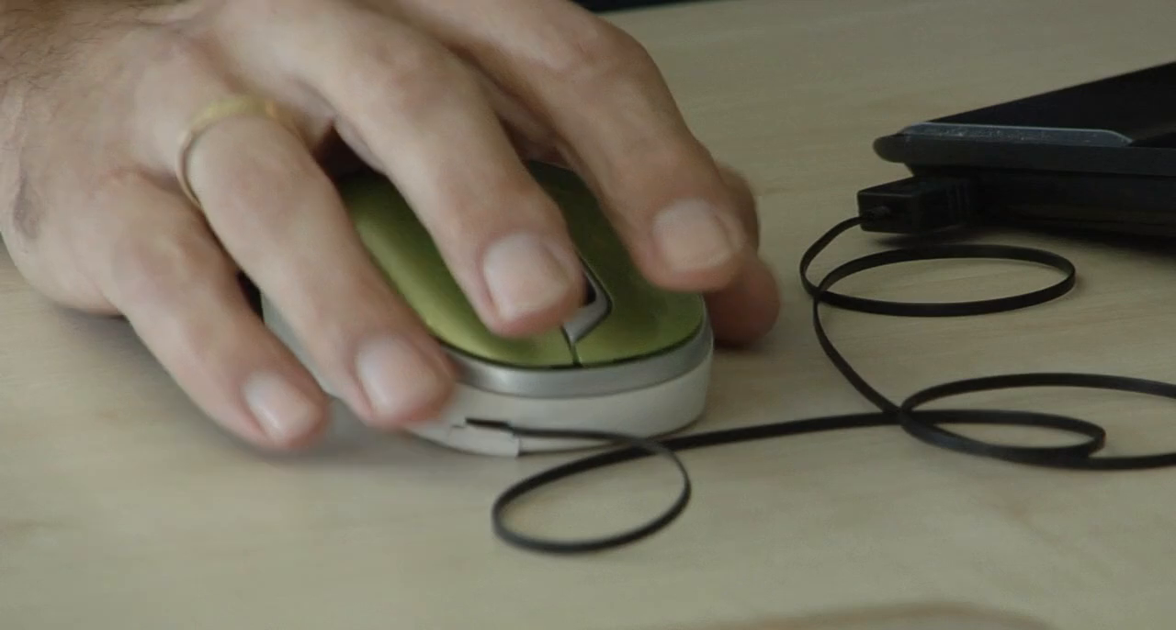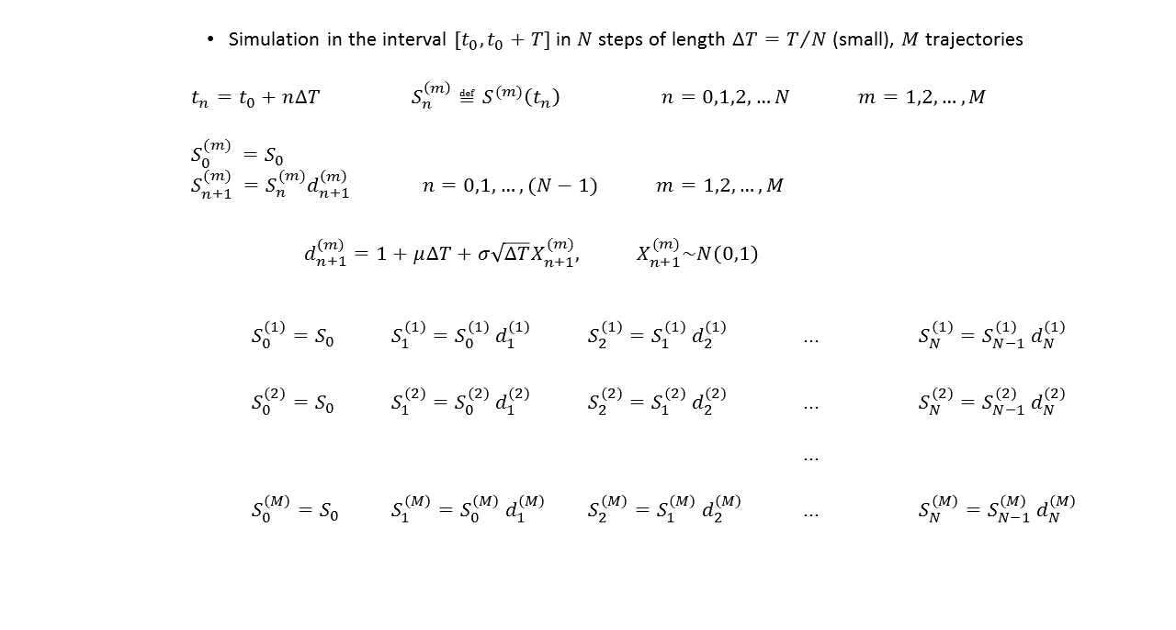We can use the stochastic Euler method to simulate trajectories for geometric Brownian motion. We will carry out the simulation in the interval [t0, t0 + T]. We'll do that in N steps of length delta t, which we assume to be small, and we'll simulate M trajectories. The monitoring times are equally spaced in the interval [t0, t0 + T], and they're equal to t0 plus n delta t, where n is an index that runs from 0 up to capital N.